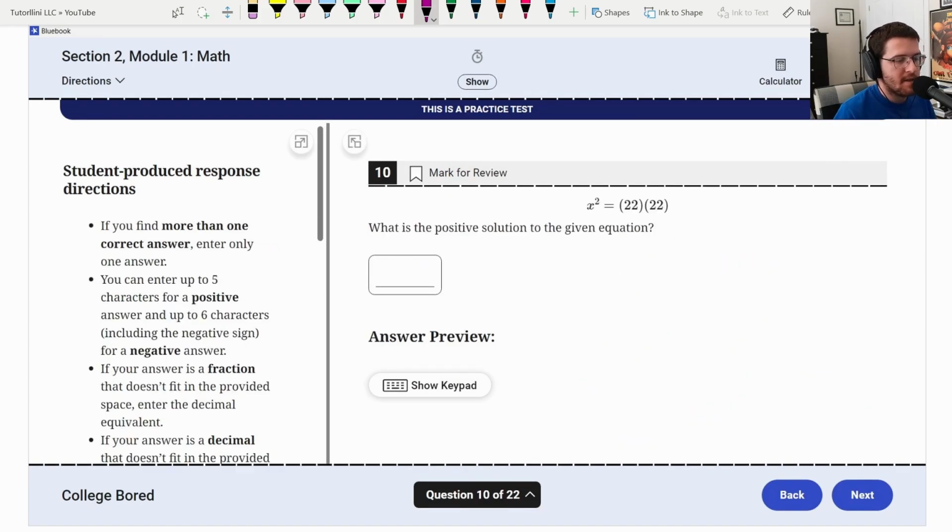Okay, question 10. You don't have to do this, guys, but just so that everyone can follow along, if you deeply understand a square root, you don't need to do this, but how about I just do 22 times 22, which is 484.